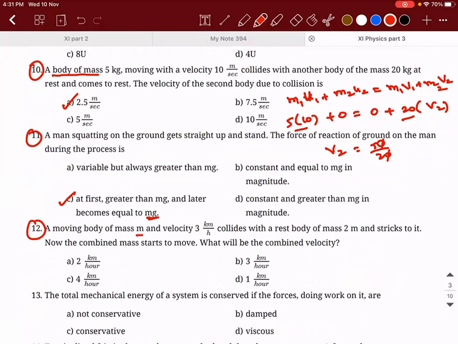A moving body of mass m and velocity 3 km per hour collides with a rest body of mass 2m and sticks to it. Now the combined mass starts to move. What will be the combined velocity? This is an example of what? Inelastic. It is an example of a perfectly inelastic collision, right? So m into 3 plus 2m into 0 is equal to 3m into v dash. How much is the answer? 3 and 3 will get cancelled, m and m will get cancelled. So v dash is equal to 1 km per hour.